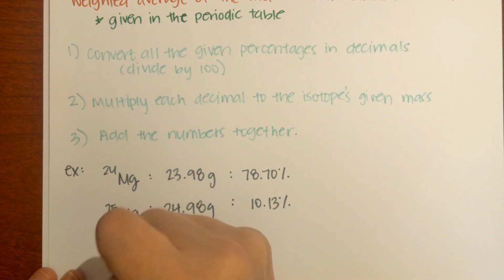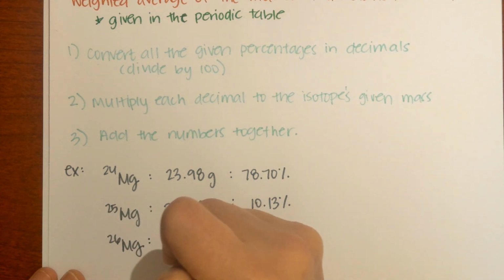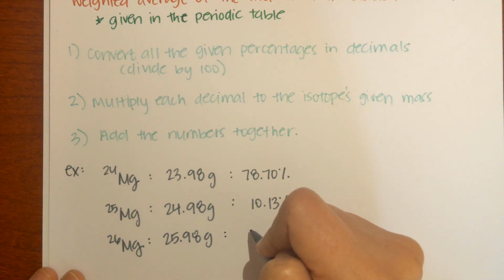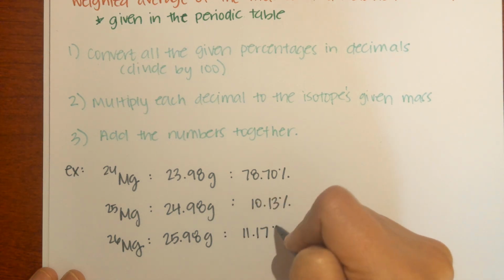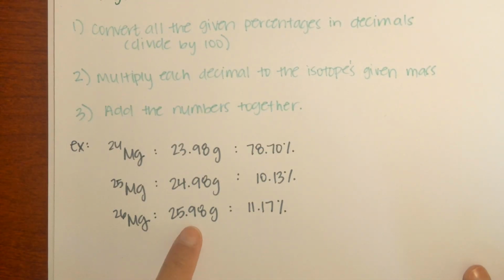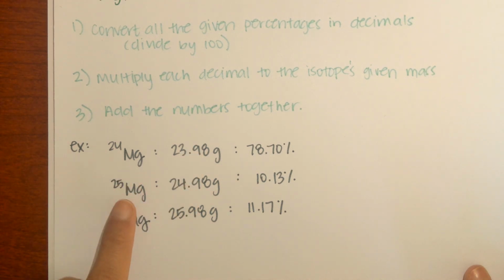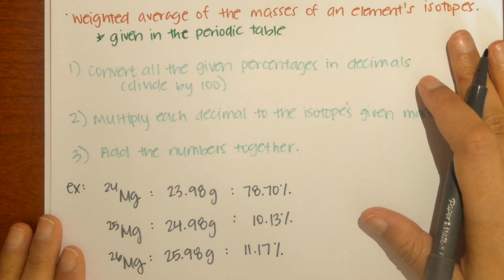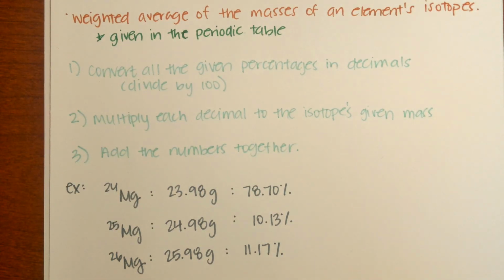And then we also have magnesium 26 with a mass of 25.98 grams, and that occurs 11.17% of the time. Notice how all these masses round to their isotope name. So this is essentially what you'll be given each time you're asked to calculate the average atomic mass. So we're going to do step 1 now.